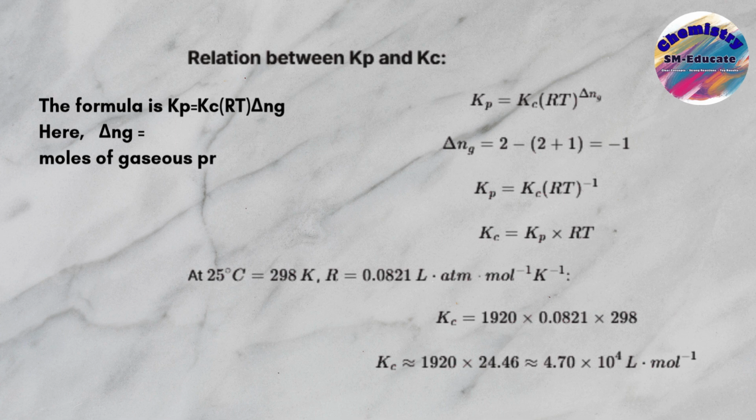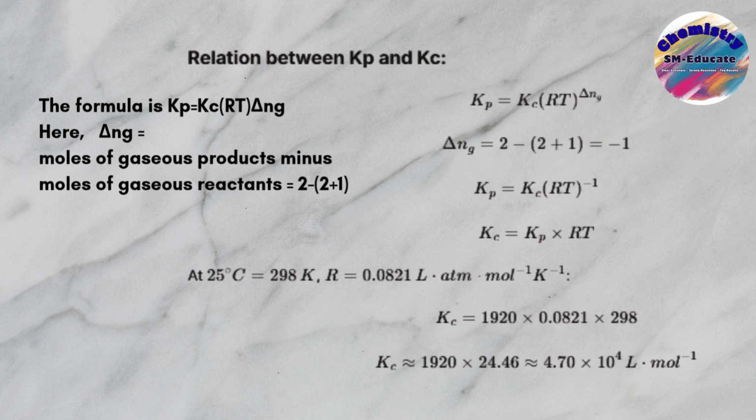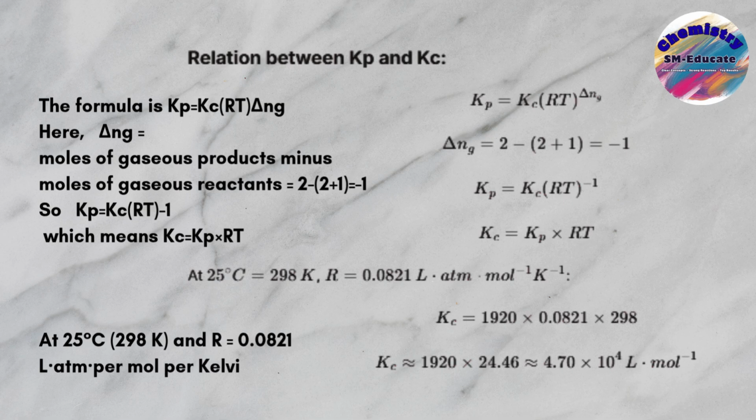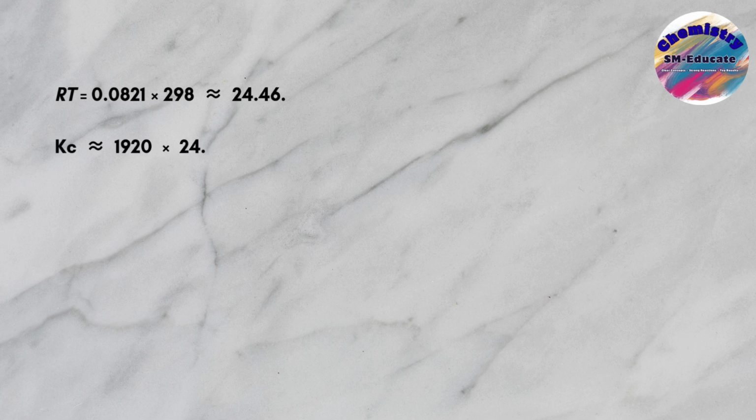Delta Ng equals moles of gaseous products minus moles of gaseous reactants, which is 2 minus (2 plus 1), equals minus 1. So Kp equals Kc (RT)^(-1), which means Kc equals Kp times RT, at 25 degrees Celsius, 298 K, and R equals 0.0821 L atm per mole per Kelvin. RT equals 0.0821 times 298, which is almost equal to 24.46.